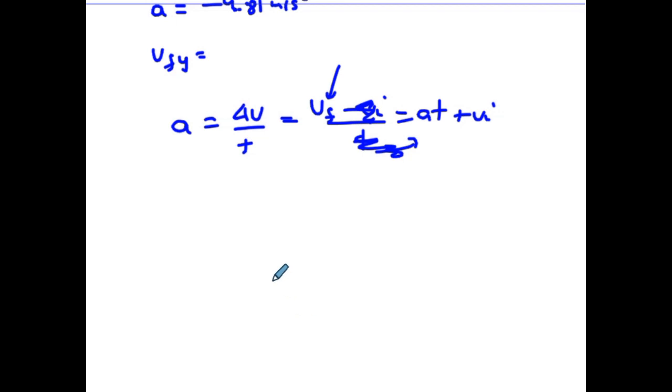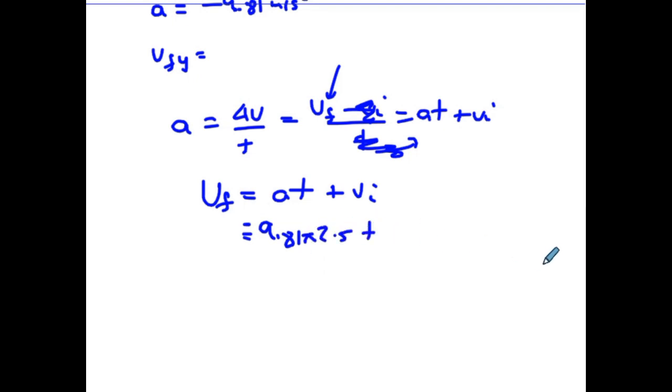In rearranging this formula, this is good practice at the end of the year, because we need to remember how to do all this kinematic stuff again. But there's my formula for velocity final: acceleration times time plus my velocity initial. So acceleration is going to be negative 9.81, time was 2.5 seconds, and I'm going to add to it what was that speed? 16 sine 30.